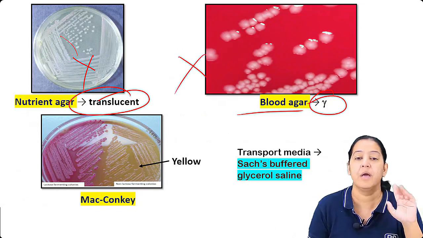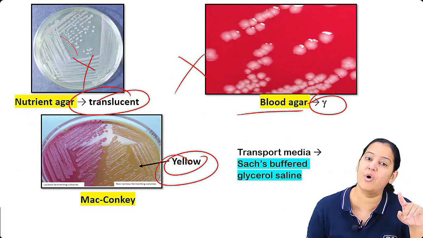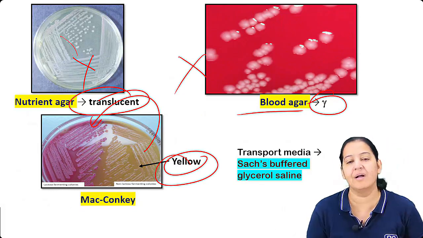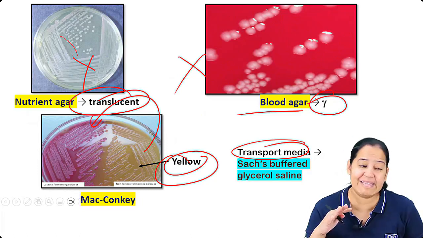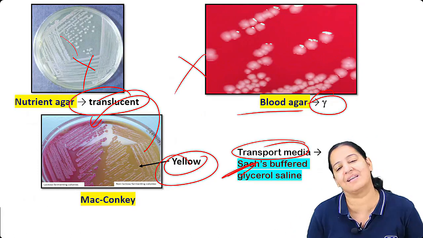Not important. On MacConkey they form yellow. No need to tell. They all form yellow except Sonnei, which will convert yellow to pink. They all form yellow. Transport media is needed. They are very delicate, darling. Remember transport media. So they require sex buffered glycerol saline.